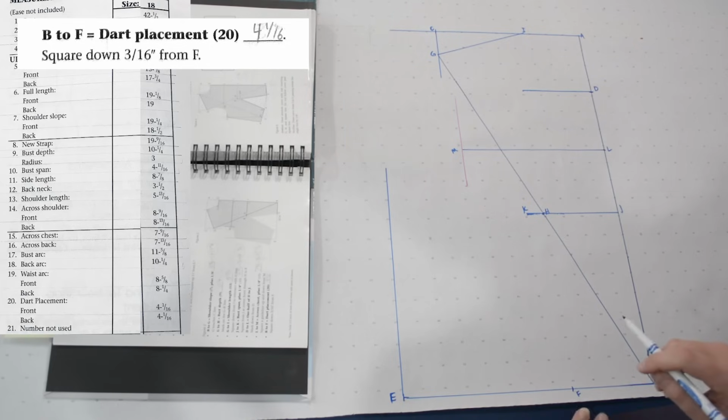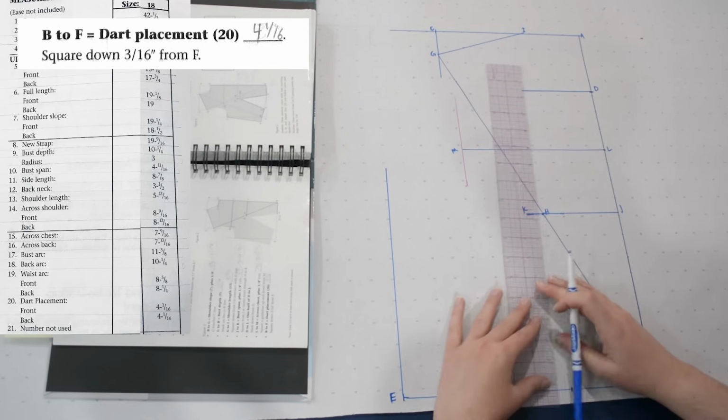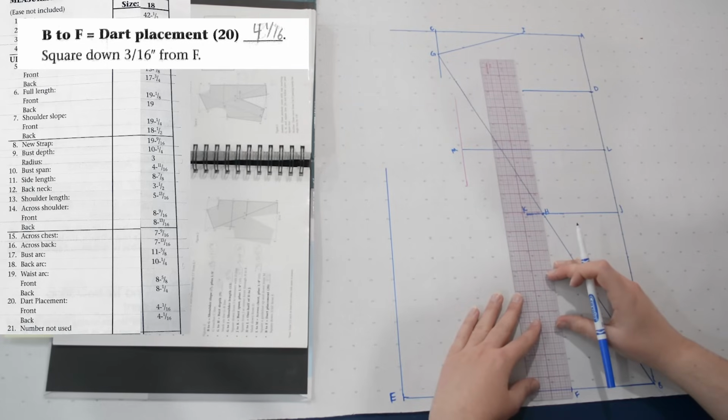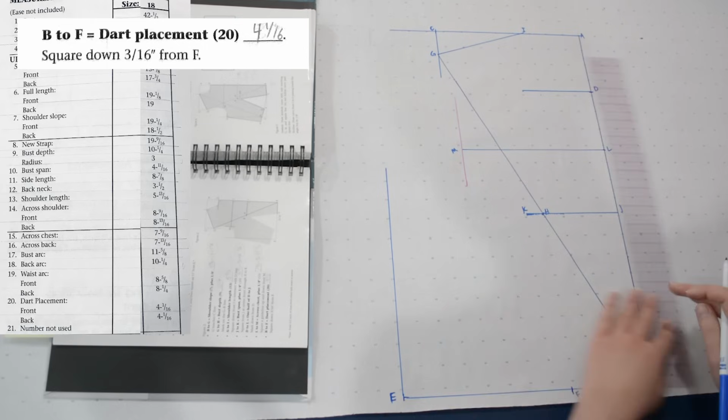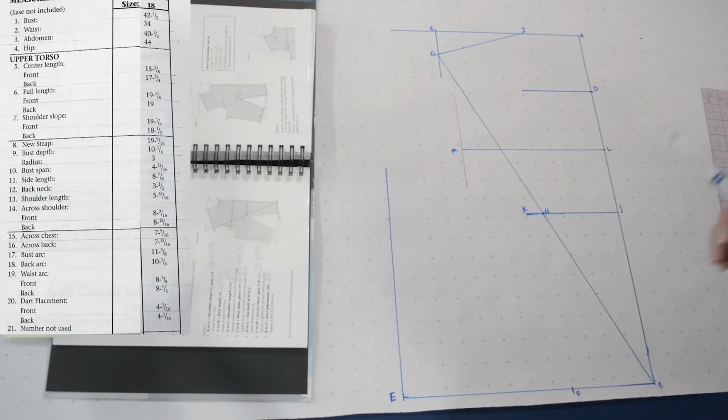Square down 3/16 from F. Okay. Square down 3/16 from F. So that's what that is.